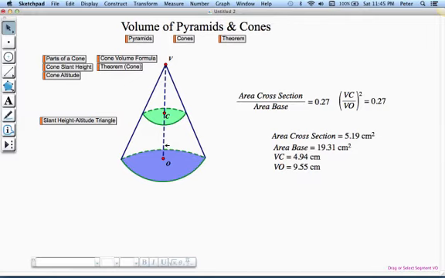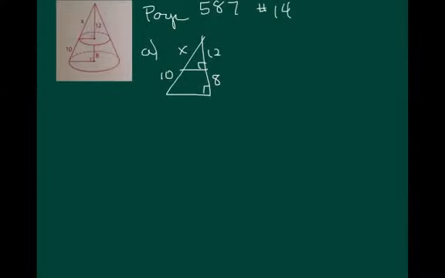Okay, Ramblers, let's take a look at a problem before we wrap things up. Number 14 on page 587 is a problem which is going to end up showing us how to find the volume of a frustum. But for now, we start out with the entire cone. And in part A, they ask what is x.